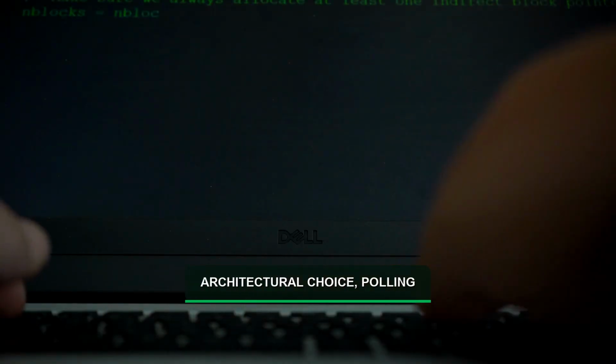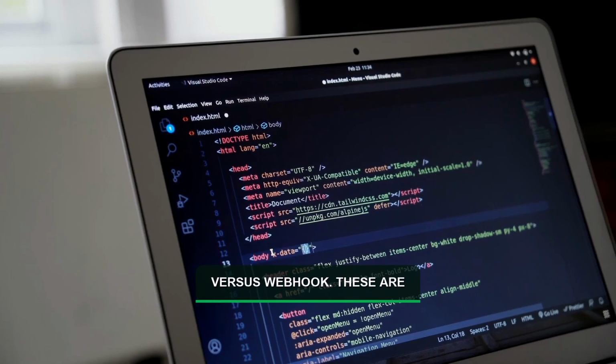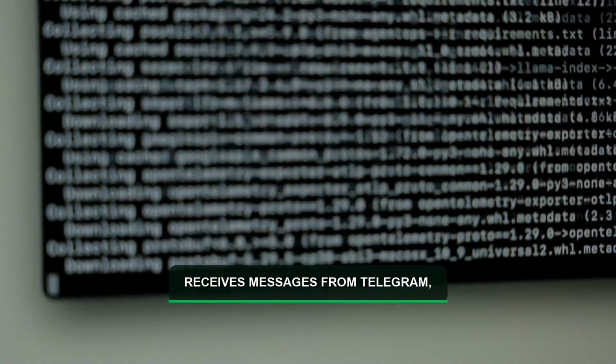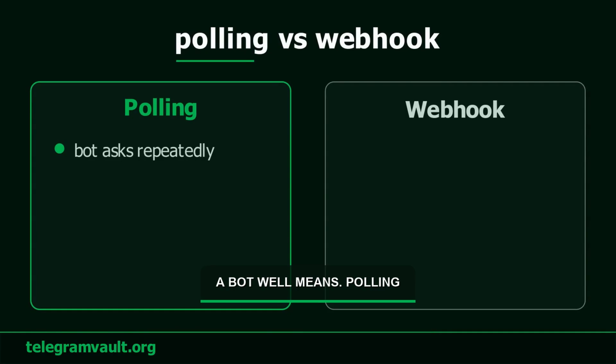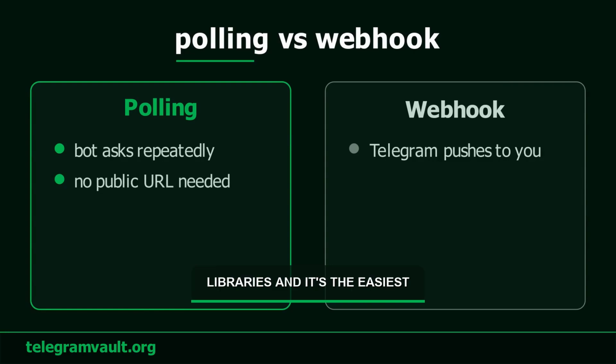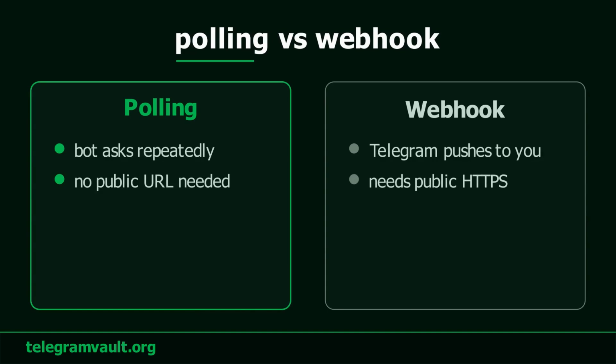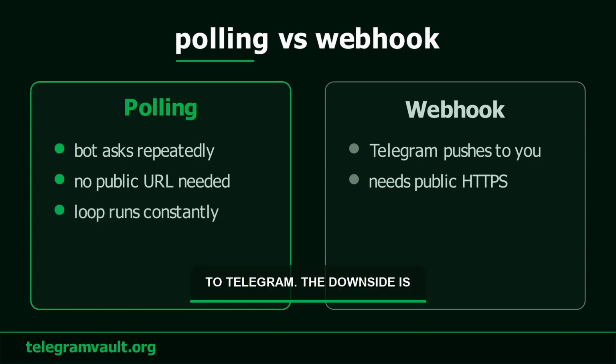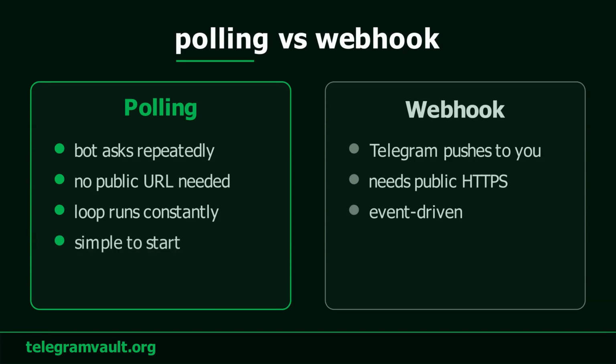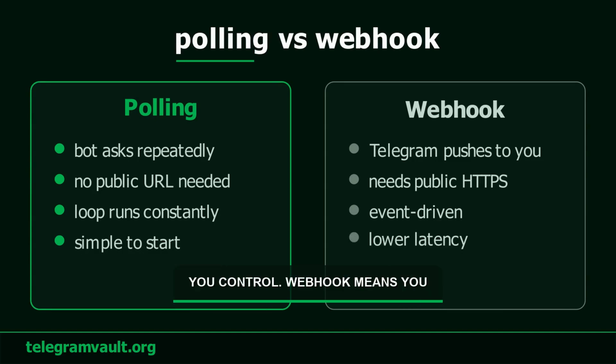Now the core architectural choice, polling versus webhook. These are the two ways your bot receives messages from Telegram, and picking the right one is most of what hosting a bot well means. Polling means your bot constantly asks Telegram, anything new for me, anything new for me, in a loop. It's the default in most libraries, and it's the easiest to start with because it needs no public address and no certificate. Your bot just reaches out to Telegram. The downside is it has to run continuously and keep that loop alive. And if two copies of your bot poll at once, they fight. Polling is fine for a small bot on a server you control.